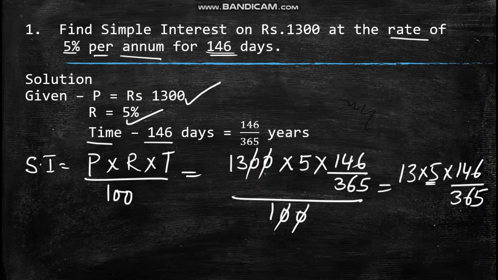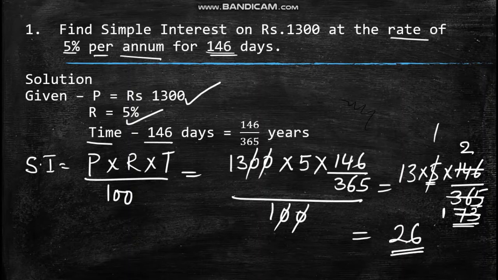Now let's cancel this 5 and 365. 5 in the units place shows that this is divisible by 5. So 5 ones are 5, 5 sevens are 35, 1 left, and 1 and 5 is 15, so 5 threes are 15. So 5 into 73 will give you 365. Again you see 146 in the numerator and 73 in the denominator. If you cancel, 73 ones are 73 and 73 twos are 146. So you are left with 13 into 2, which will give you 26.